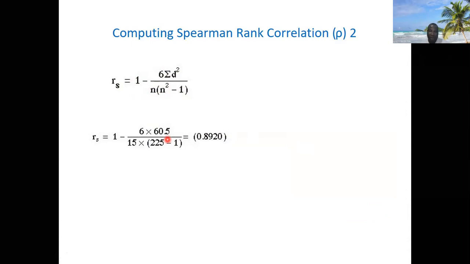That's all. So if you look at it now, the D square we got is 60.5. When you put it in, it gives you 0.892. The Spearman correlation, the rank correlation for the same data set, is a little bit higher, because the other one is 0.846, and this is 0.892.